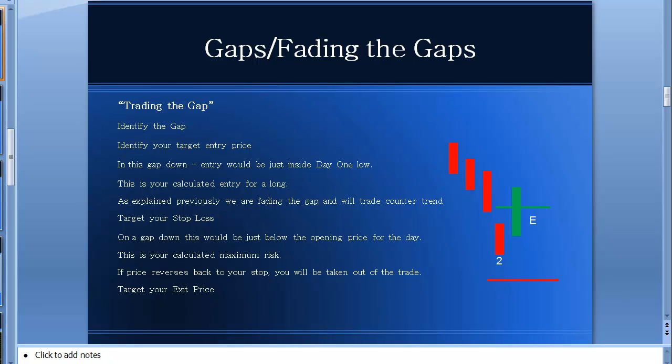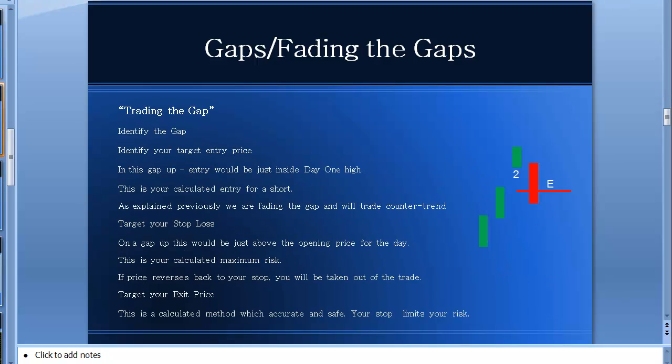So here we are trading the gap. First you identify the gap, then you identify your target entry price, which is just inside the previous day's low. This is your calculated entry for a long. As explained previously, we're fading the gap and will trade counter trend. You'll also target your stop loss, which is below the gap down of the day on day 2. This is your calculated maximum risk. If the price reverses back down to your stop, you'll be taken out of the trade. And the last step is you target your exit price.